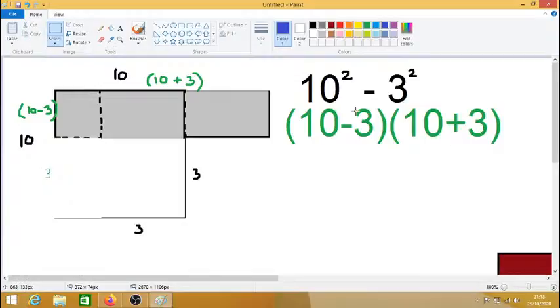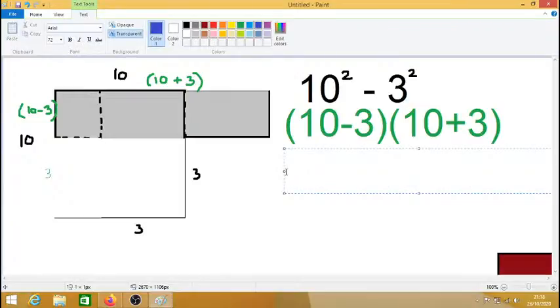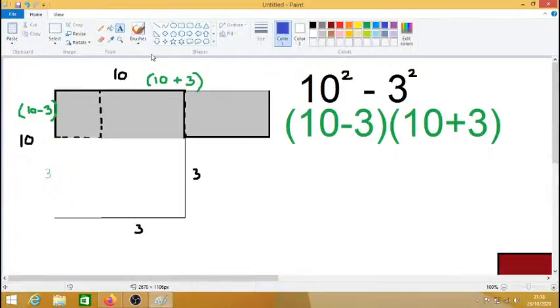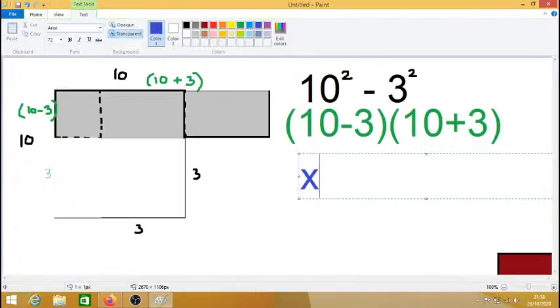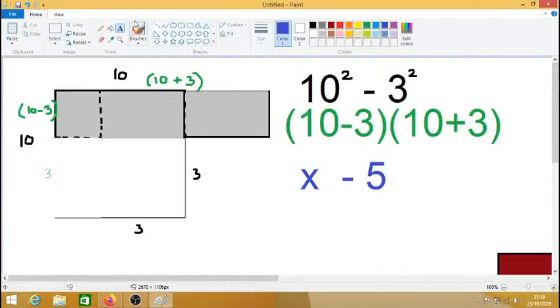And the point is that by knowing this longer way, we can use it even sometimes when we don't know what the numbers are of the areas. So let's say I had a square which was x squared. That was the big square, and I was taking away a smaller square which was 5 squared.